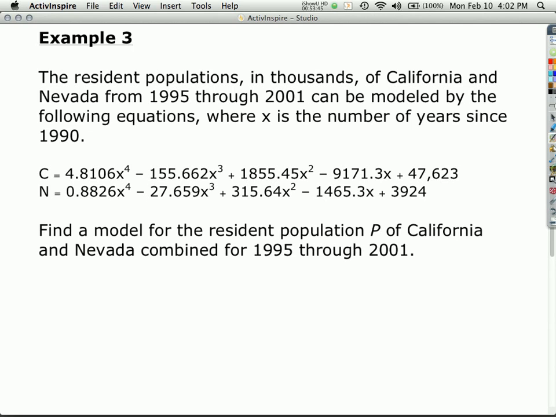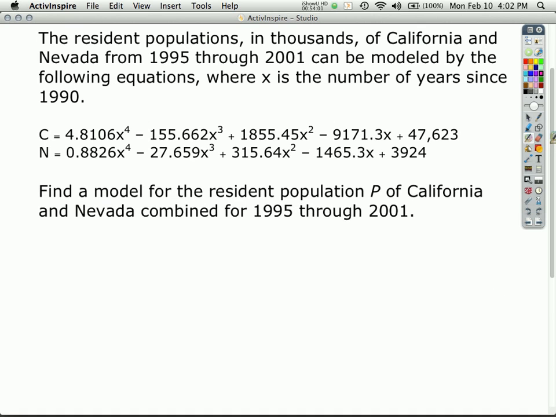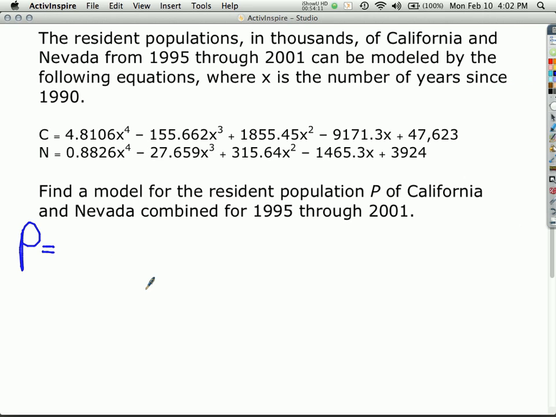So now we're going to use this idea just to do something fairly simple. And we're going to construct a new model. We have a model for California, and we have a model for Nevada. Now we want to create a new model, the model called P, that's going to be the combined population of California and Nevada. So this is where we're going to work together. And I'm actually going to divide up the work, and we're going to talk about why.